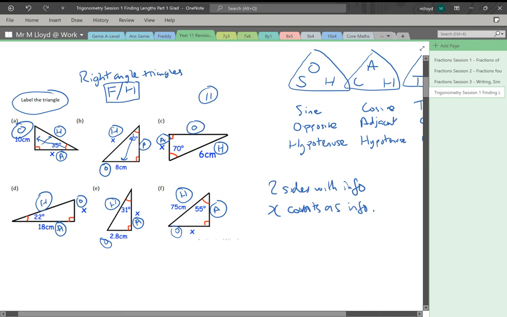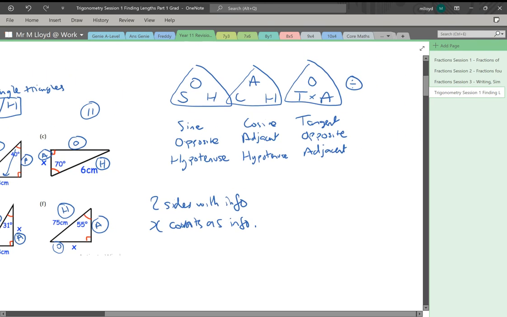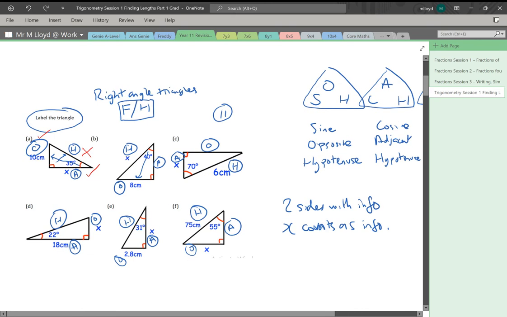So for A, we've got something on the adjacent, something on the opposite, and we've got nothing on the hypotenuse. So we're looking for a trig function that has O and A. Sin or sine has O and H, cosine has A and H, but here we go. Tangent has the O and the A. So because tangent has O and A, we would use the tangent function to work out that triangle.